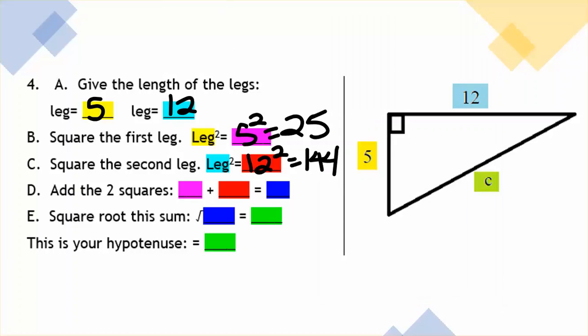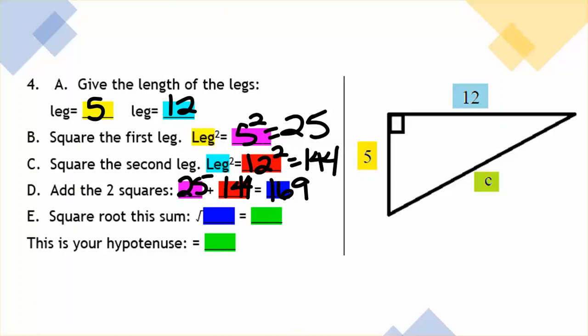Step D says add the two squares. So I want the first answer from B, which was 25, plus my answer from C, which was 144. Go ahead and you can use your calculator. 25 plus 144 is 169.